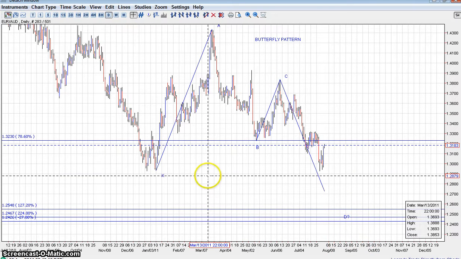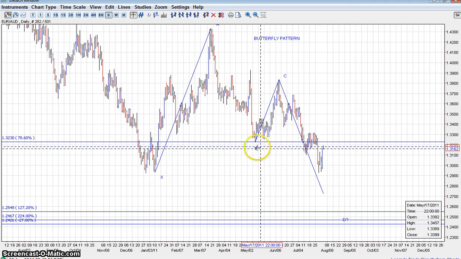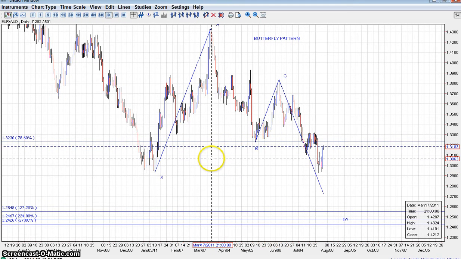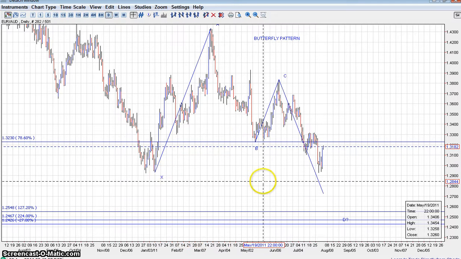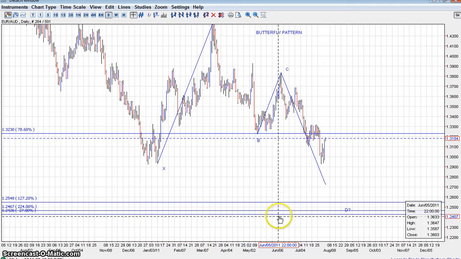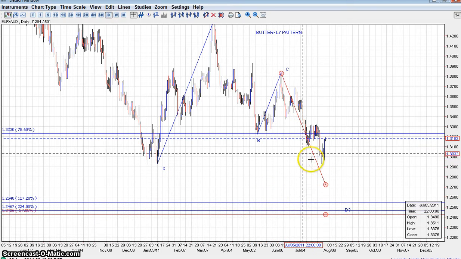and this should ideally end around this area in the next couple of weeks. Now the butterfly pattern is literally a 5-point structure, where point B is a 78.6 retracement of the XA leg, and you've got the support zone defined by this butterfly pattern, which is 3 different price levels.